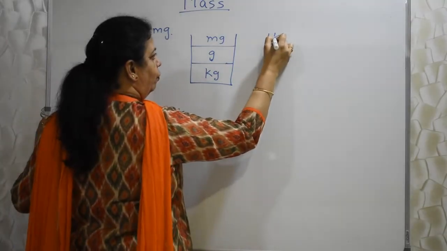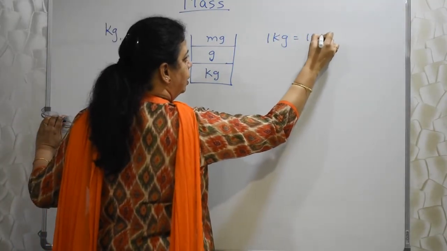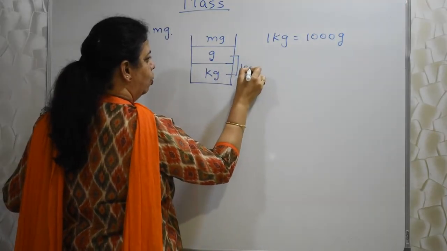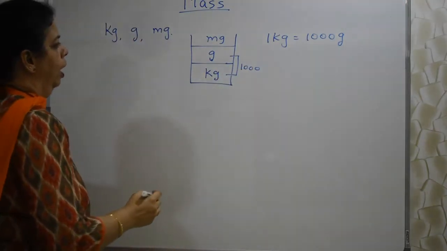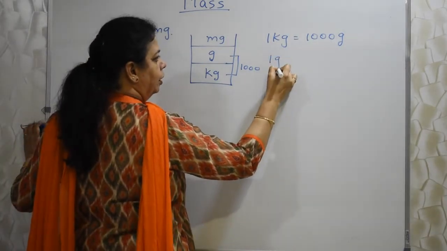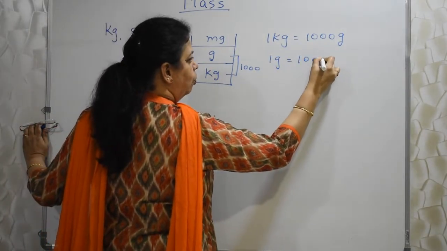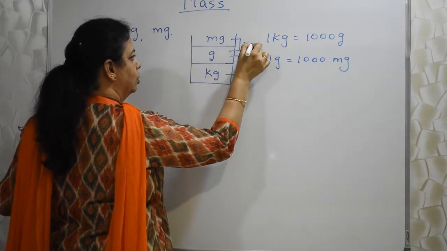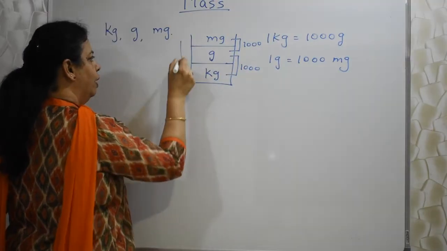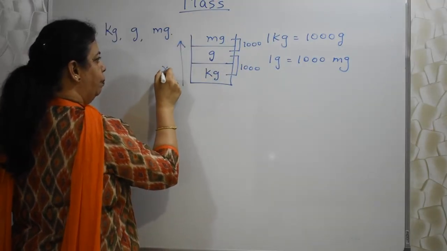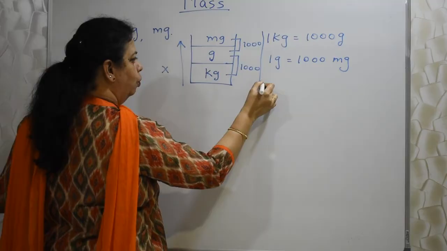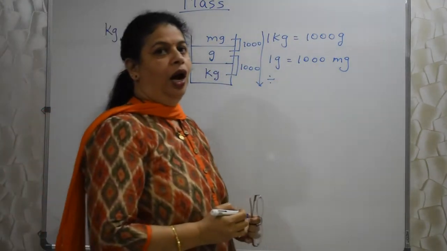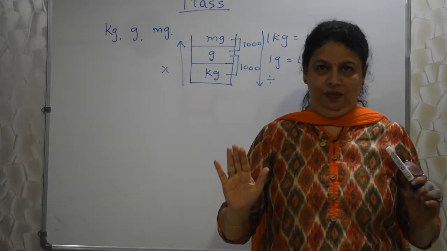1 kg or 1 kilogram is 1000 grams. So the relation between these is of 1000. And 1 gram is also 1000 milligram. So here also it is 1000. You all know, whenever we go up, we multiply. Whenever we come down, we divide. If you know this table, half of your work is done.